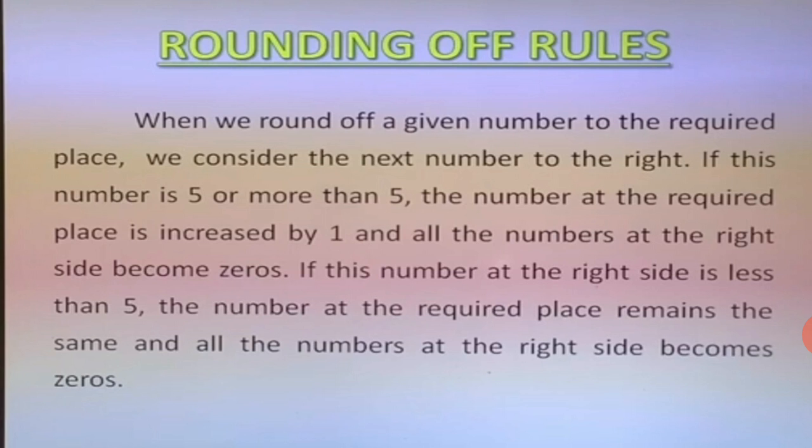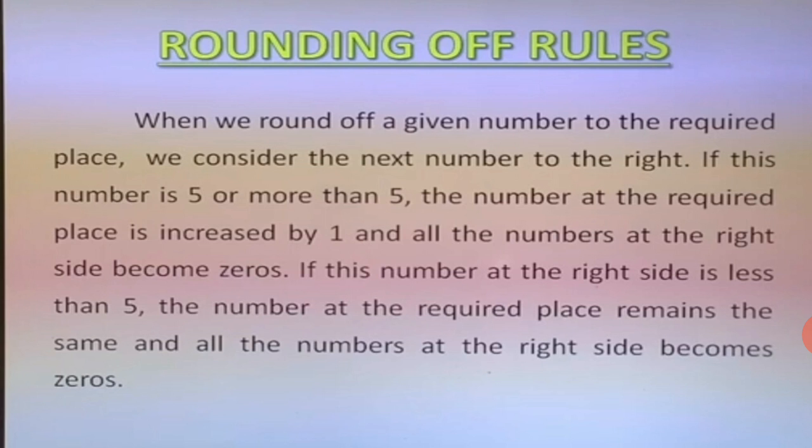When we round off a given number to the required place, for example tens, 100, 1000, whatever the place, we consider the next number to the right. If the number to the right of that number is 5 or more than 5, the number at the required place is increased by 1.